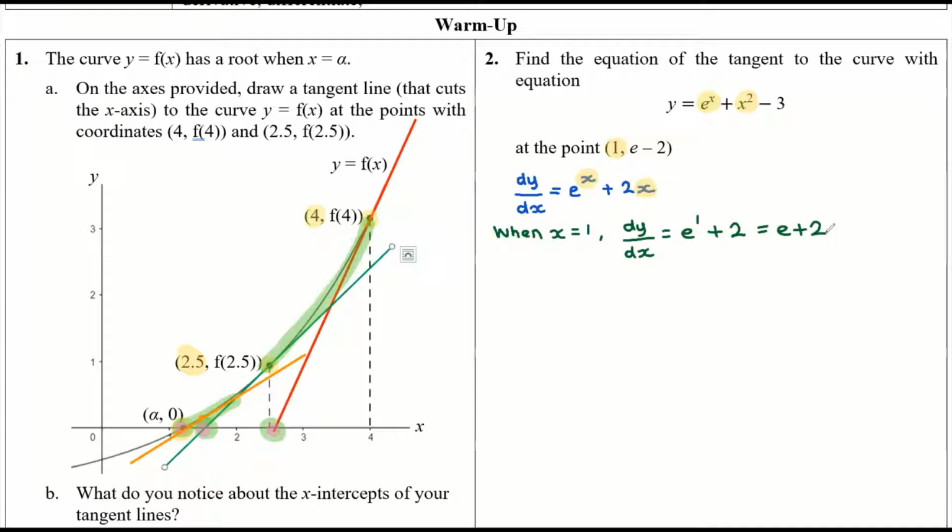Now, to get the equation of the tangent, we use the formula for the equation of a straight line. So it's going to be y subtract the y coordinate is equal to the gradient multiplied by x subtract the x coordinate. Okay, and the gradient m, of course, is exactly the same as this value that we've just discovered here. So I'll just say that that is equal to m.